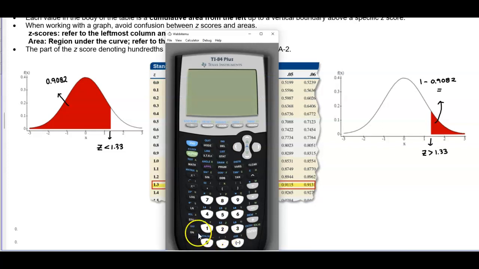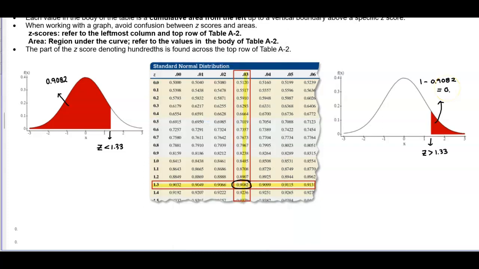So if we take 1 and then subtract 0.9082, well, that gives us an area of 0.0918. So when you think of this as a percentage, this is 90.82%. That's what's being covered here, that's shaded. Over here, this is being 9.18%.